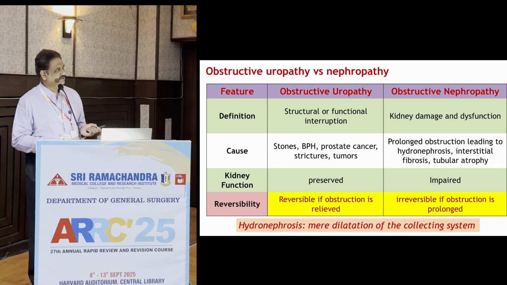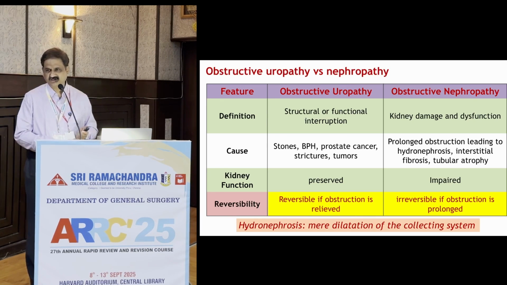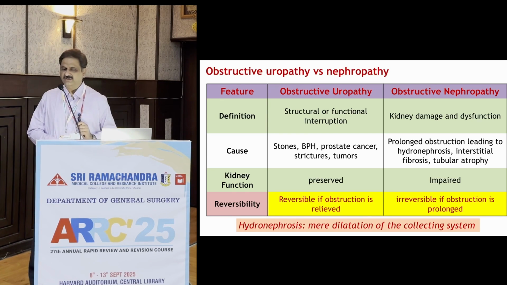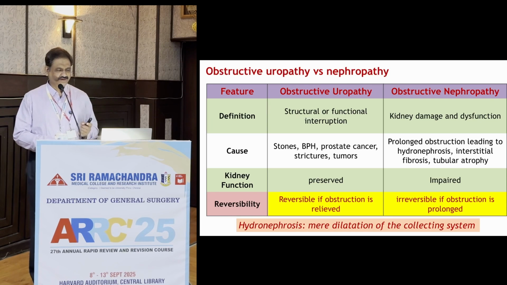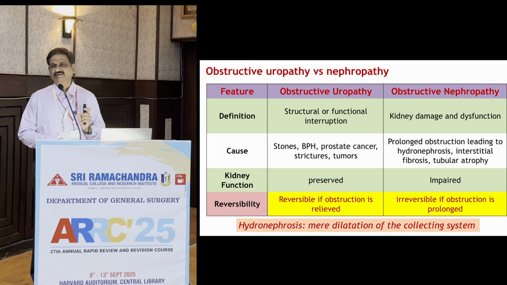On the other hand, in obstructive uropathy, there is only a structural obstruction or a functional interruption to the urine flow. That is all obstructive uropathy will cause. If you look at obstructive nephropathy, there is a permanent damage to the glomeruli also. Glomerular dysfunction is characteristic of obstructive nephropathy. The reason why you want to distinguish the two is because in obstructive uropathy, both will have an elevated serum creatinine.